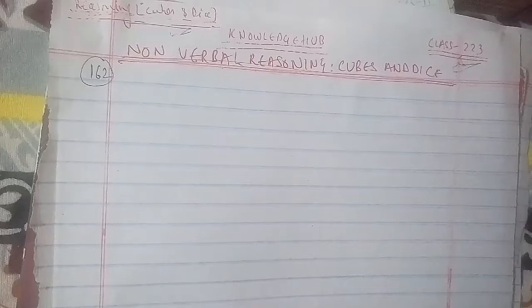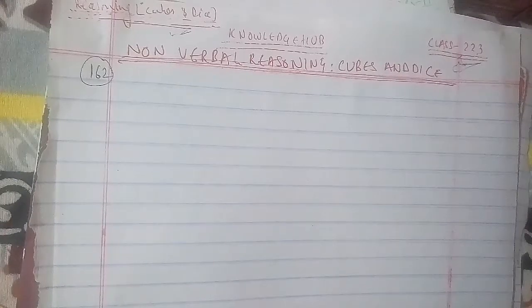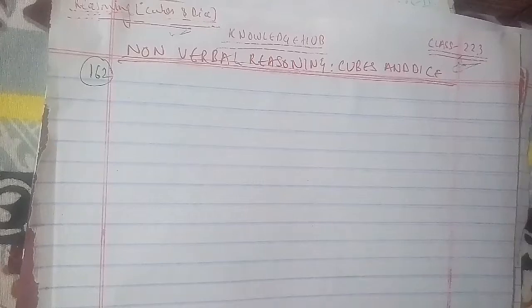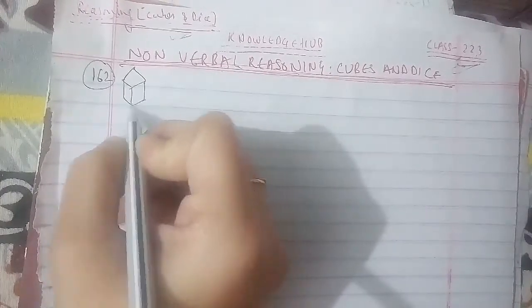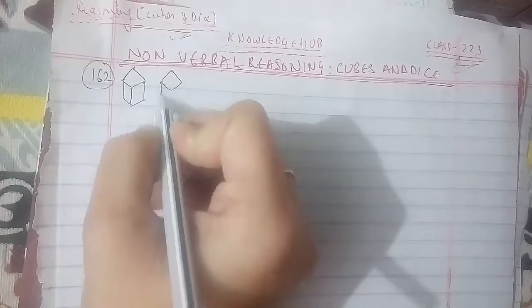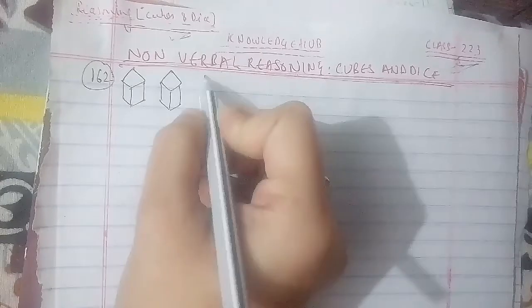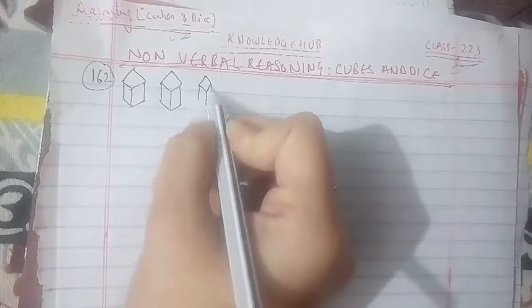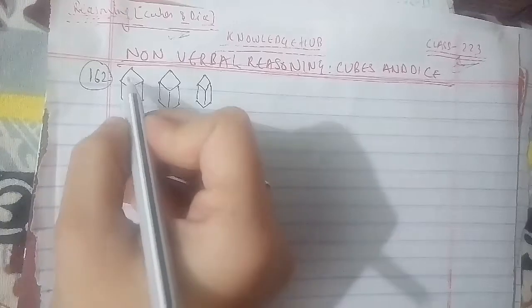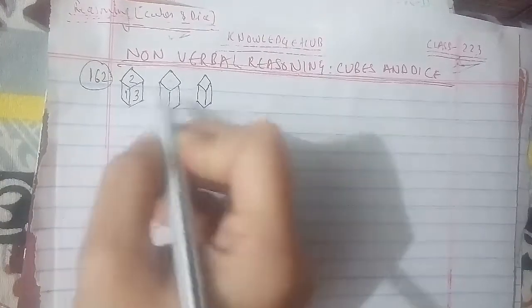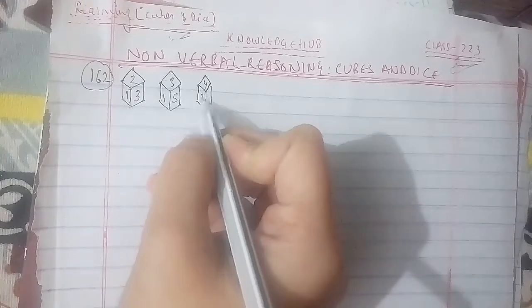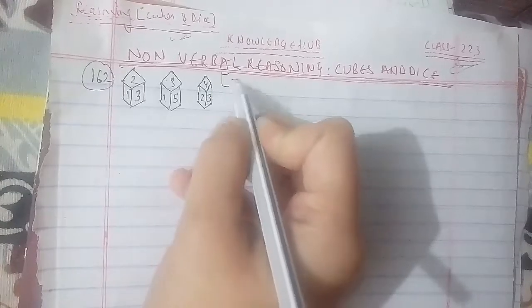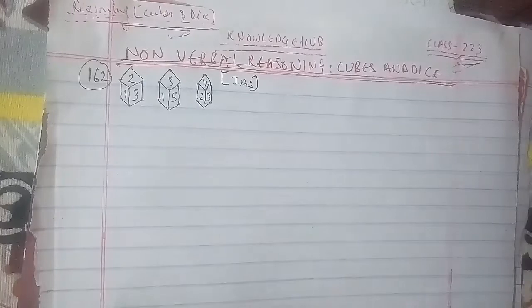We have 3 dice here, numbered 2, 1, 3; 3, 1, 5; and 4, 2, 3. This question was asked in the IAS examination paper, and it is an important one as well. On the same cases, the question asked is: what should be the number opposite 3?